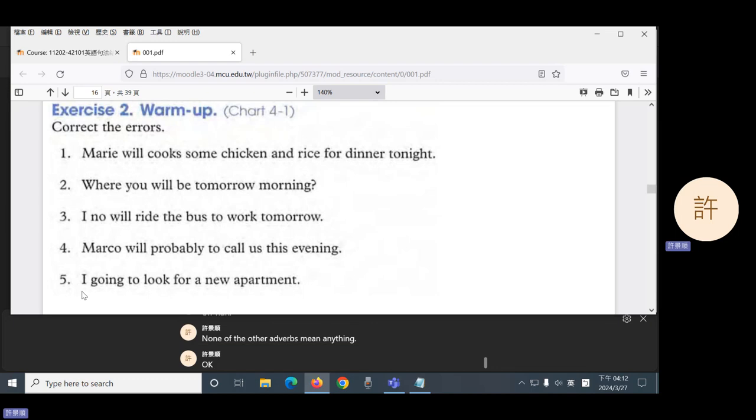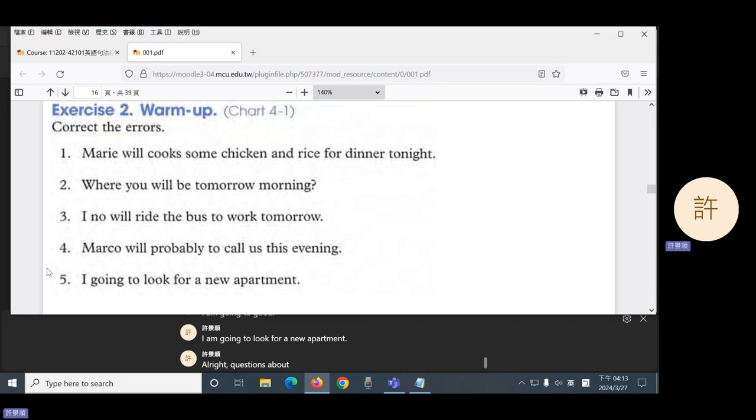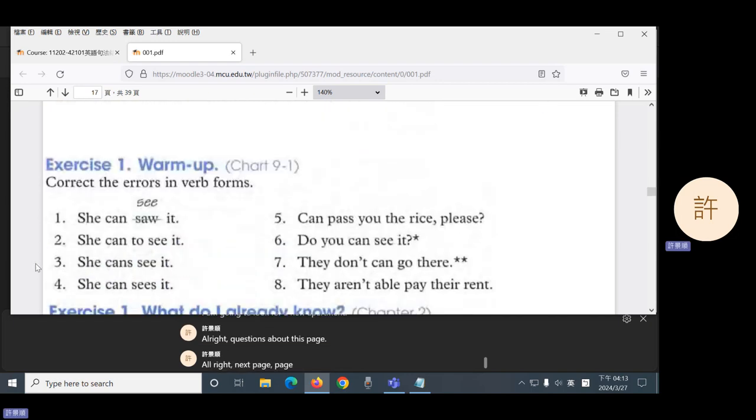Okay, and number five, Liu Ling. I am going to, good. I am going to look for a new apartment. All right, questions about this page? All right, next page, page 17.